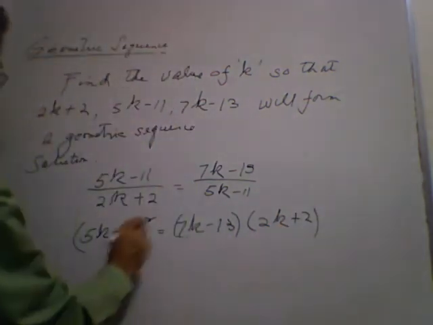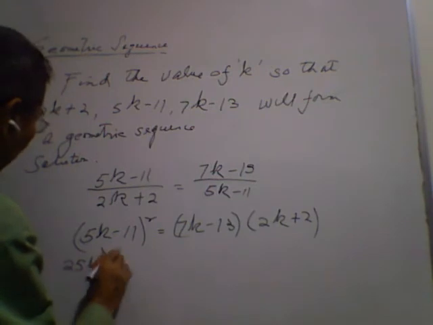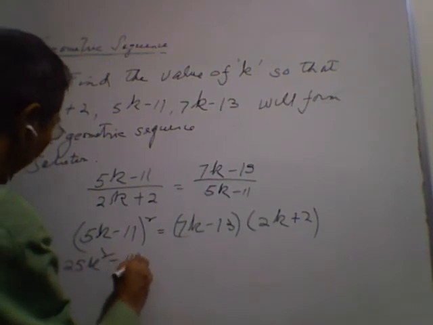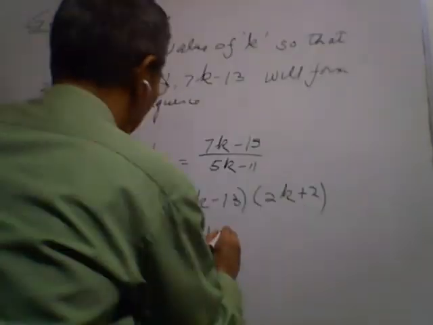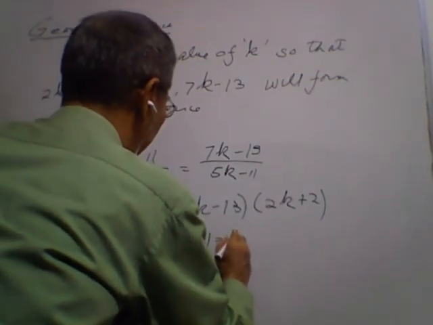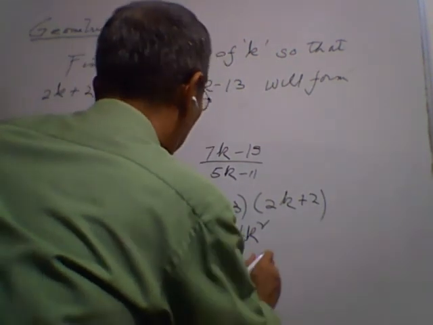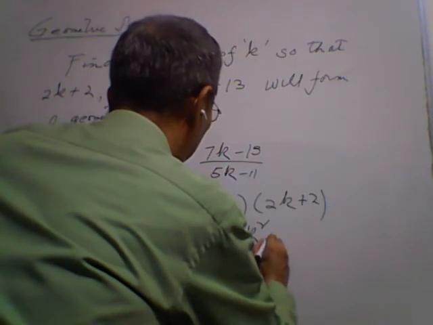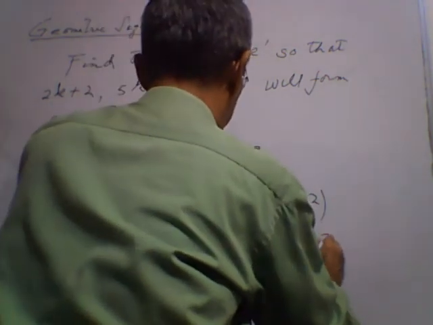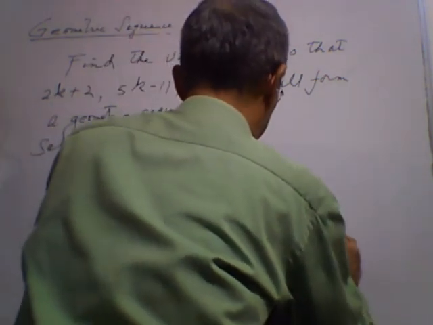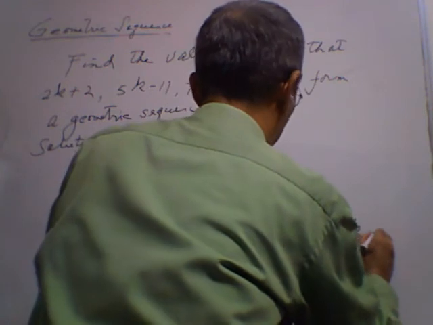So we expand this one, so we have here 25k squared minus 110k plus 121 is equal to 14k squared by using the FOIL method here, plus 14k minus 26k minus 26.